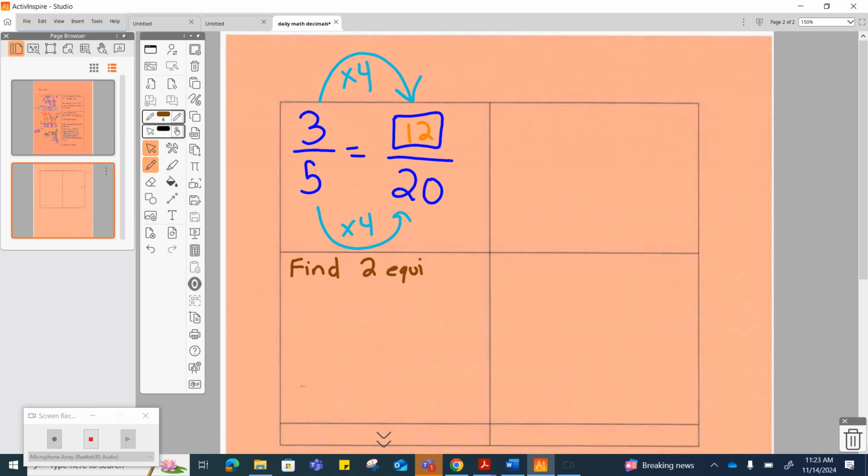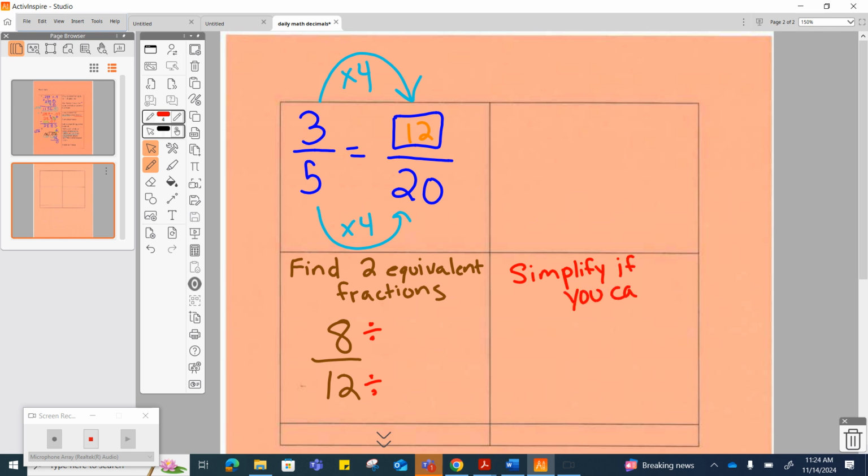The last problem is find two equivalent fractions for 8/12. So we could do this a few ways. I would say, since you can simplify, if you can. These are both divisible by 4. 8 divided by 4 is 2. 12 divided by 4 is 3.